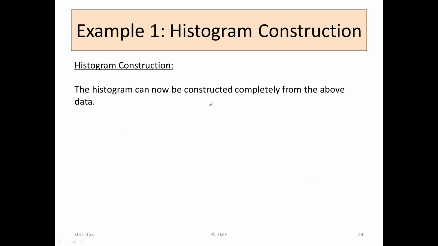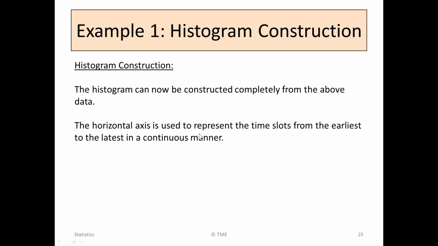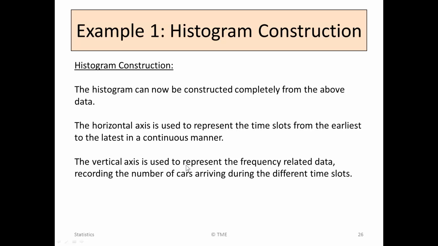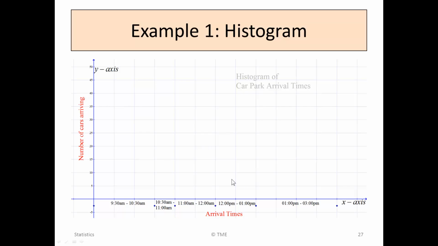The histogram can now be constructed completely from the above data. The horizontal axis is used to represent the time slots from the earliest to the latest, so from 9:30 all the way until 3 o'clock. And the vertical axis is used to represent the frequency related data, recording the number of cars arriving during the different time slots. So if we look at it before we put in the data, here are the arrival times. We're starting at 9:30 and continuing all the way till 3 o'clock. And the numbers of cars arriving we're now going to fill in.